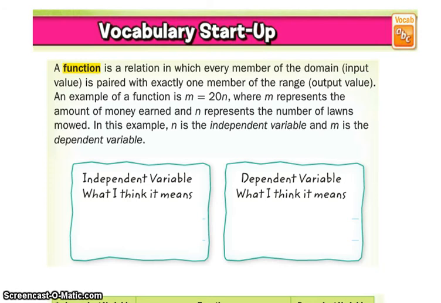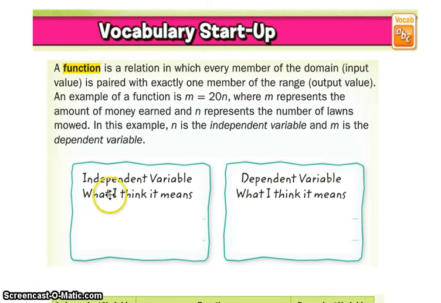An example of a function is m equals 20n. M represents the amount of money earned, and n represents the number of lawns mowed. So in this example, n is the independent variable, and m is the dependent variable. The independent variable is always going to be along your x-axis. If you're going to graph this, your independent variable will always be on the x-axis. So in this one, your number of lawns would go along the x. Your dependent is always the y-axis, and that's going to be the money that you make.